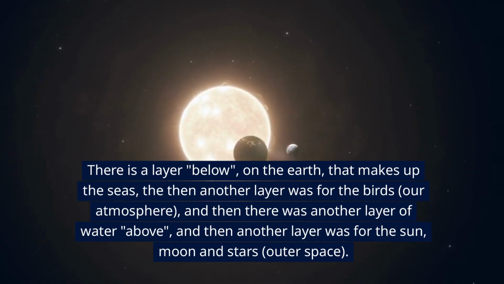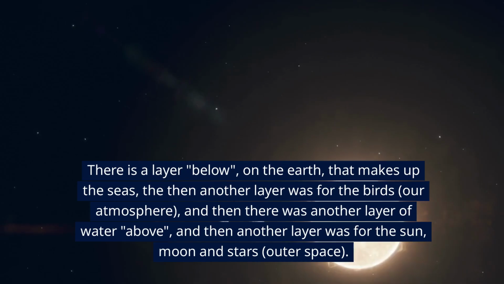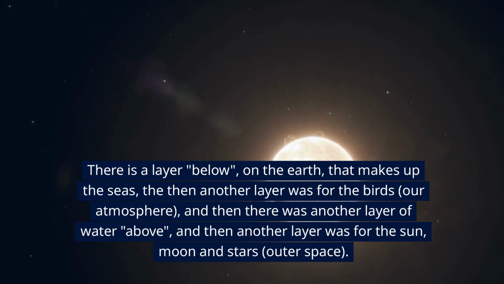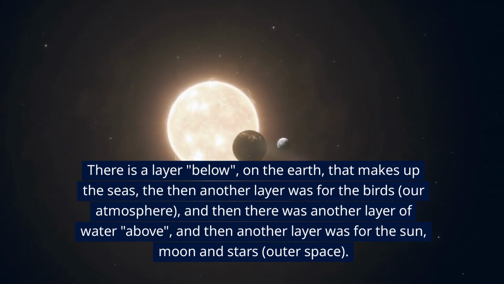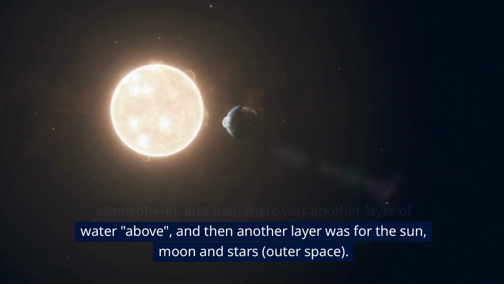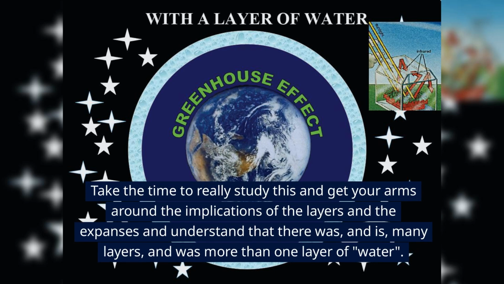There is a layer below on the earth that makes up the seas. Then another layer was for the birds, our atmosphere, and then there was another layer of water above, and then another layer was for the sun, moon, and stars, outer space. The layer above was between the atmosphere of the earth and the cold of space to divide or separate them from each other.